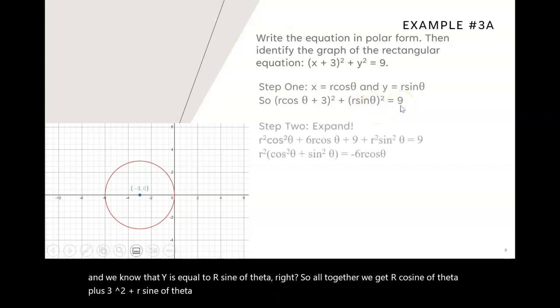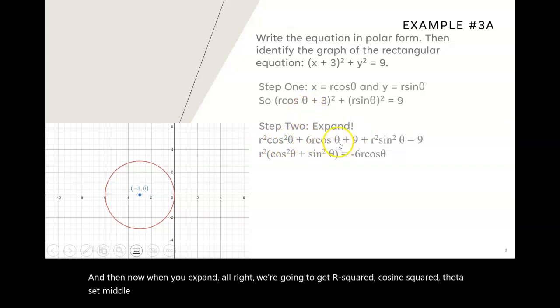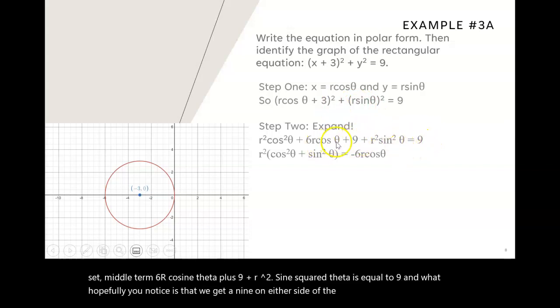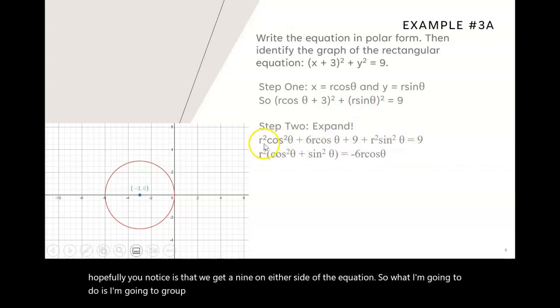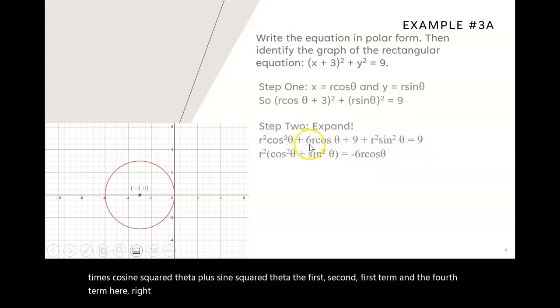And now when you expand, we're going to get r squared cosine squared theta plus that middle term, 6r cosine theta, plus 9, plus r squared sine squared theta is equal to 9. And what hopefully you notice is that we get a 9 on either side of the equation. So I'm going to group all the terms with an r squared together so that I get r squared times (cosine squared theta plus sine squared theta), the first term and the fourth term here. And I'm going to move the 6r cosine theta over to the right side. So all this is equal to -6r cosine theta.